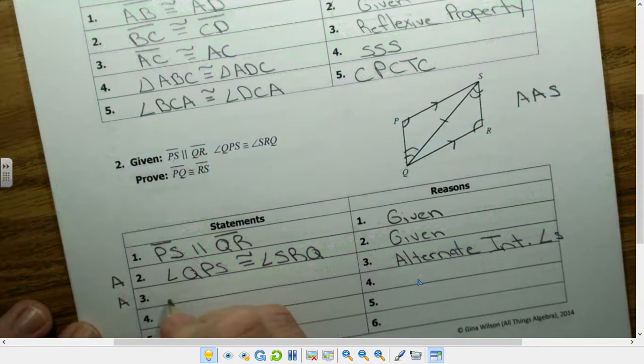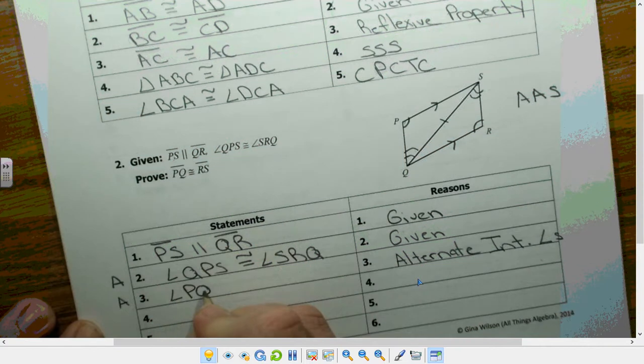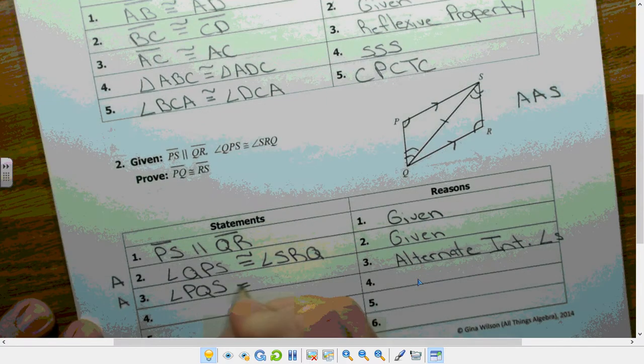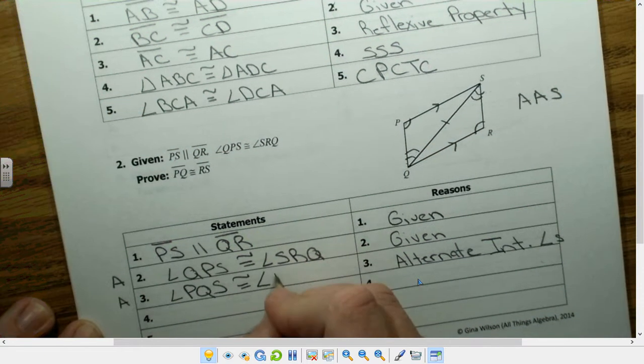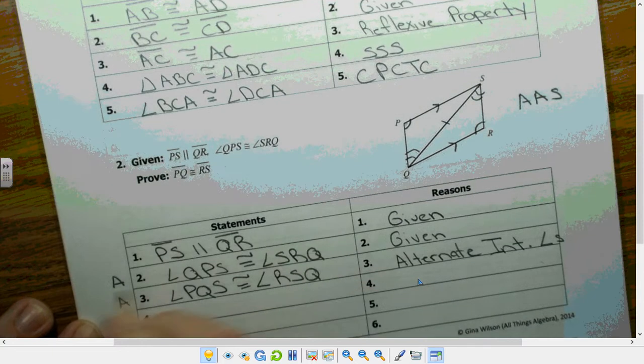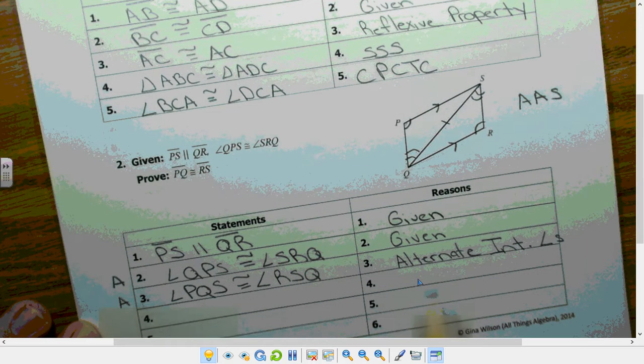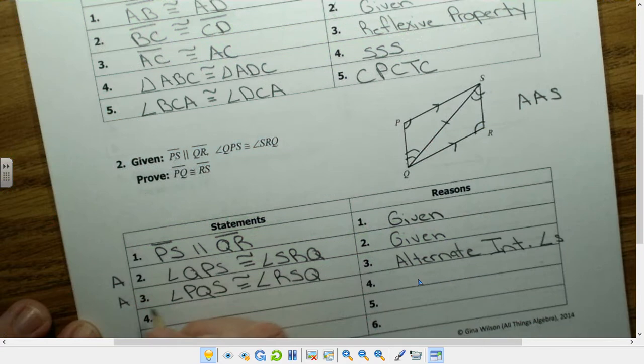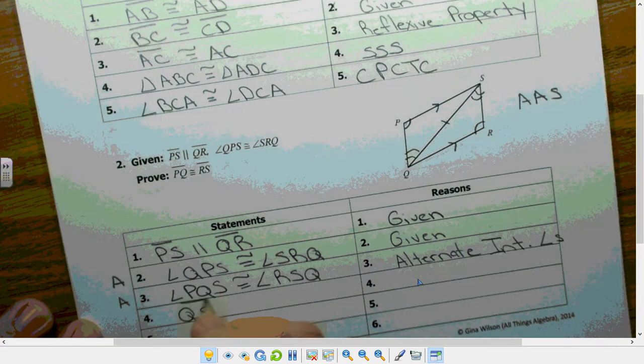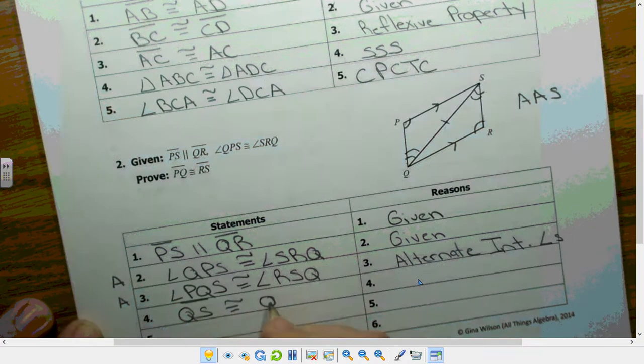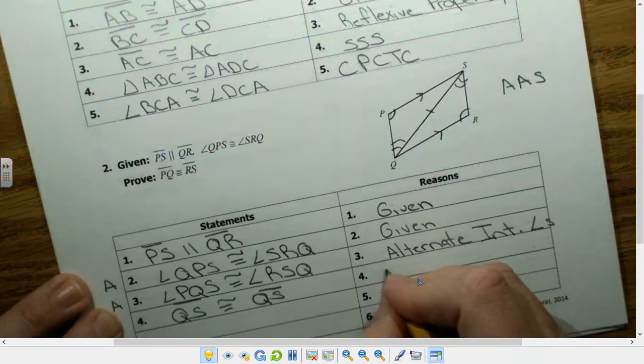Okay, and that's going to be angle PQS is congruent to angle RSQ. So now I have angle, angle. Now I need side. So this is my side right here. I can say QS is congruent to QS using reflexive property.